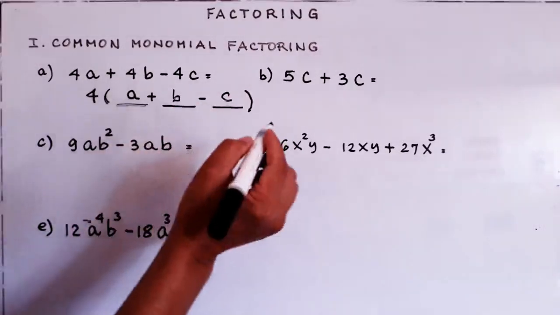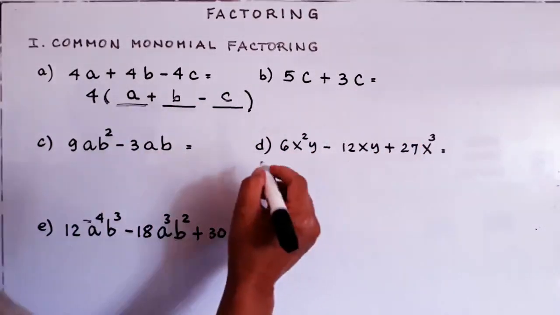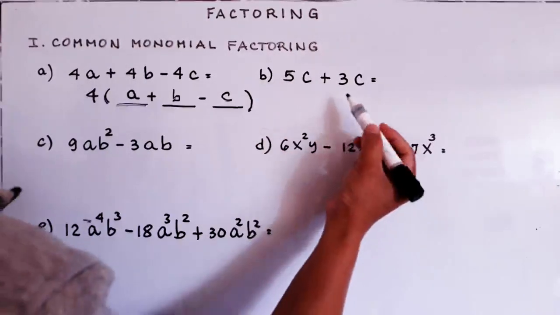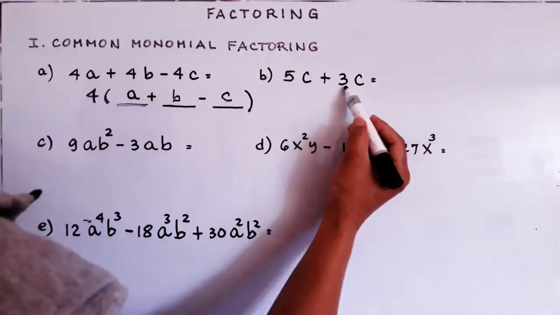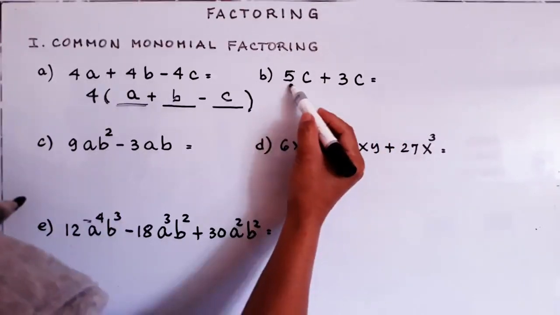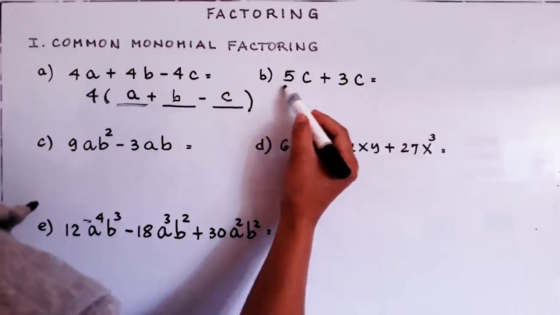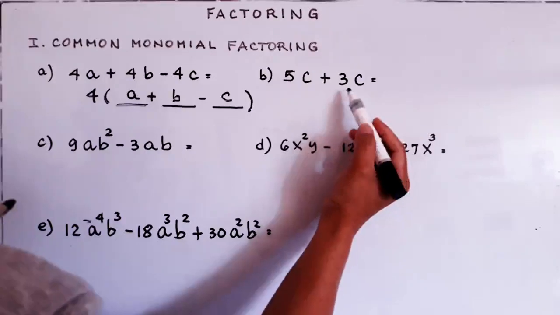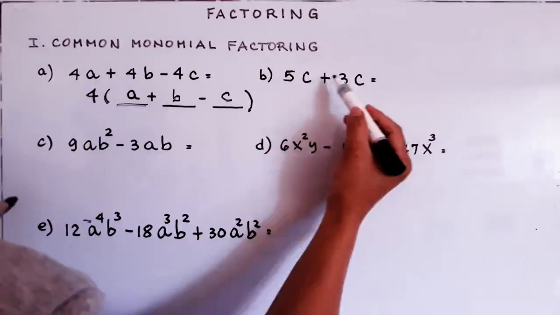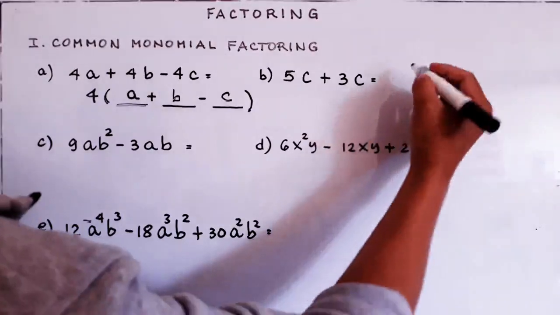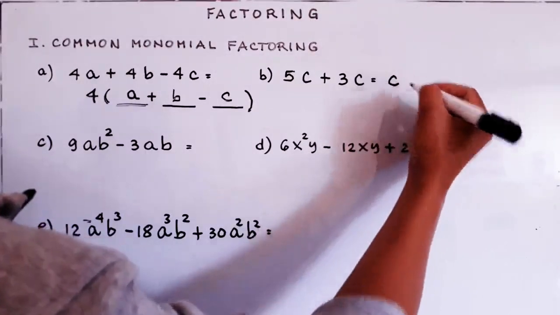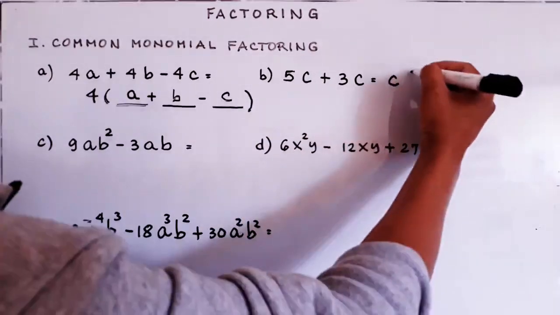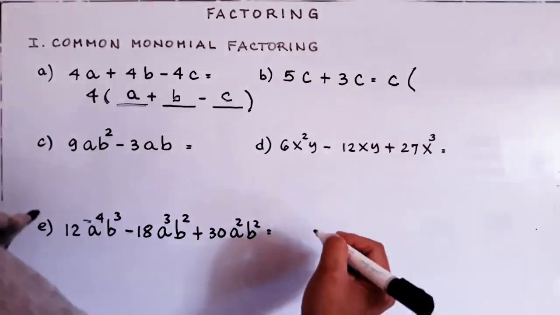Next, we have a binomial. So let us extract the HCF. Start from the 3, the lower one. 3, but we cannot get the 5 from 3. So we don't have a number HCF here. Now let's go to the letters. We have letter C here and another letter C there. Therefore, C is common to both of them. Therefore, our C is the HCF, and then we can have a parenthesis here.